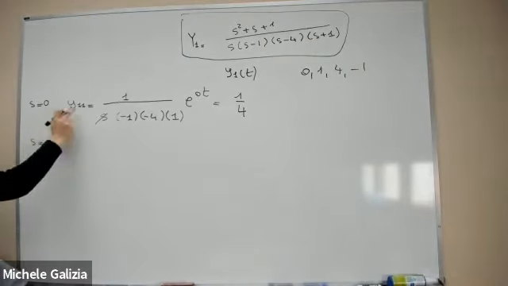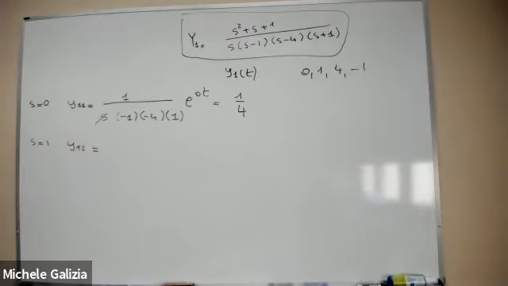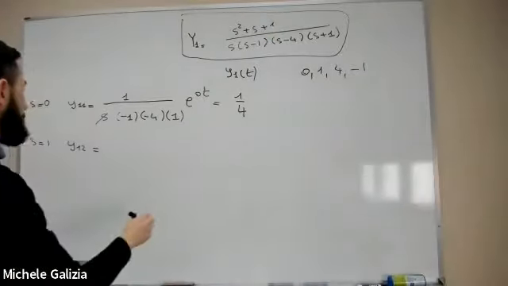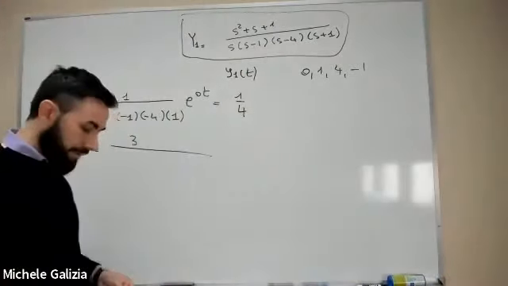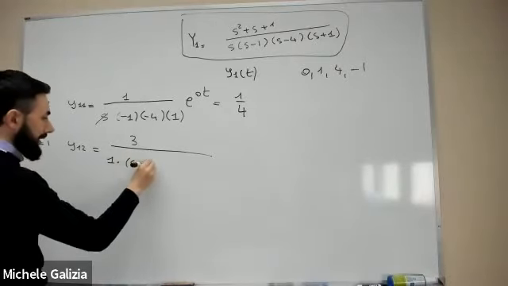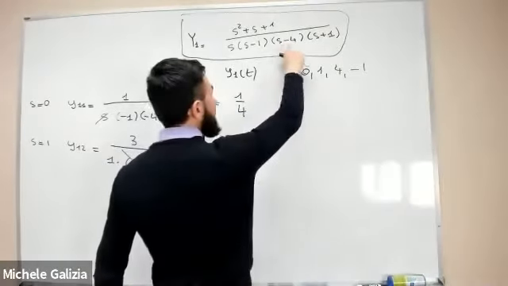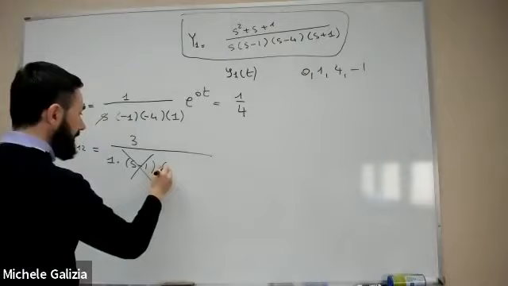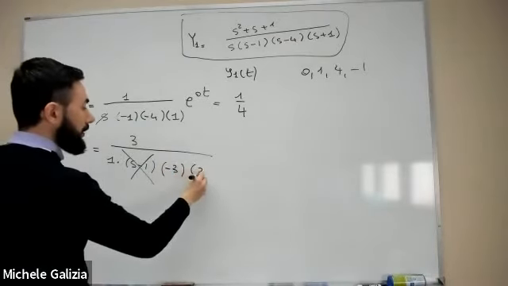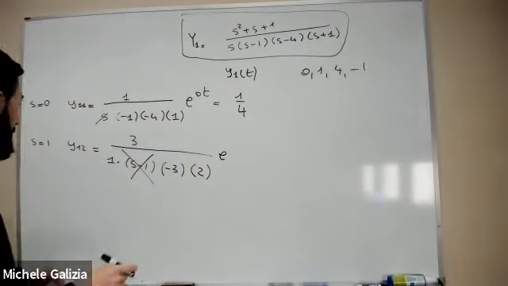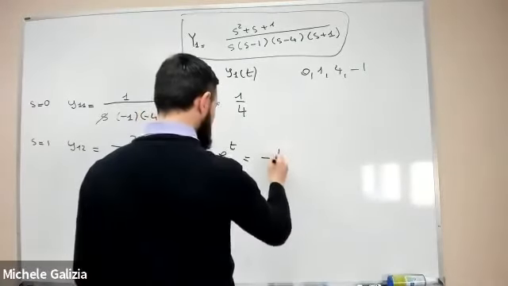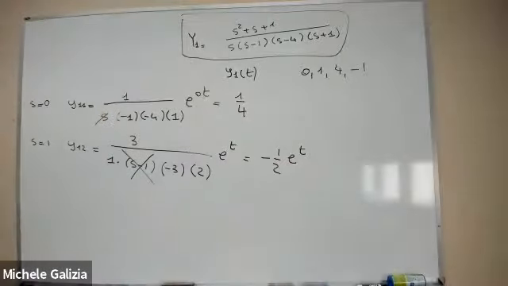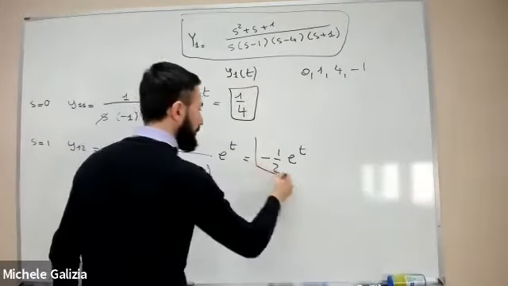So the second contribution to y1 is y12. Numerator calculated in 1, which is 3, divided. So which contribution should I suppress now from the denominator? S minus 1. So 1 times s minus 1, that's suppressed, times this calculated in 1, times this calculated in 1. So -3, times 2, exponential of t. And this will give you -1/2 exponential of t. So let me highlight the single contributions.